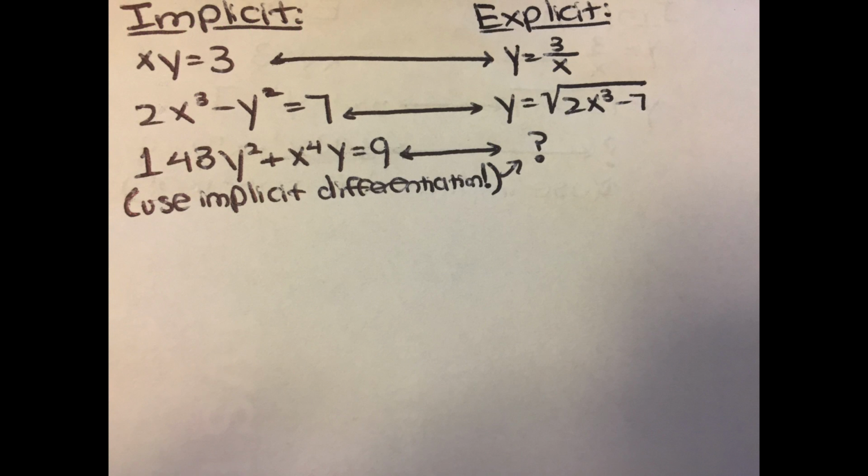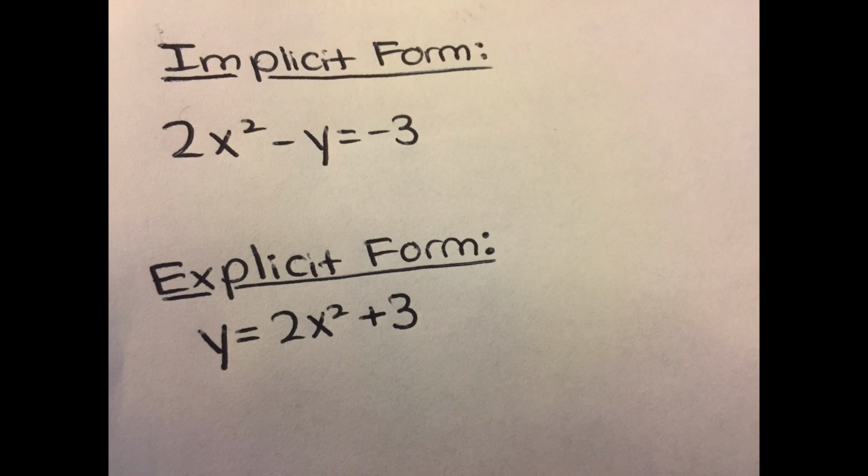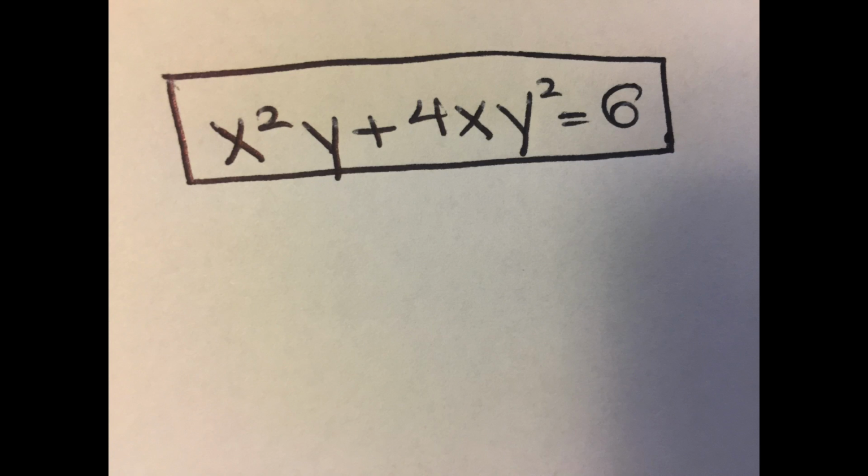To begin, we must first understand the difference between functions written in implicit form and functions written in explicit form. An example of a function written in implicit form would be 2 times x to the power of 2 minus y equals negative 3. Taking the same function, writing it in explicit form would make y equals 2 times x to the power of 2 plus 3. Implicit differentiation can be used when the dependent variable cannot be separated. For instance, the equation x squared y plus 4xy squared equals 6 is an equation in which it is significantly more difficult to separate the y variable. In this case, using implicit differentiation would be very beneficial.